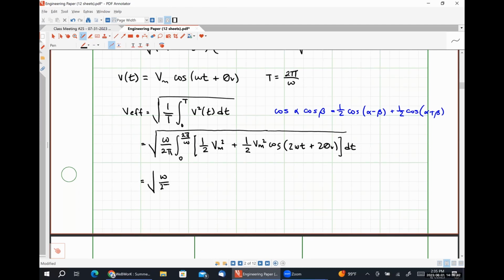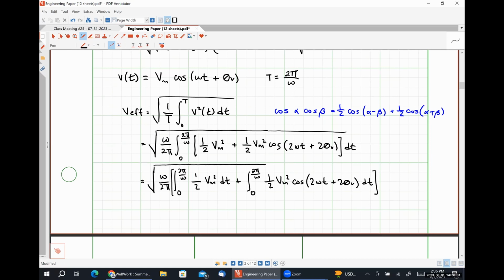So we're going to have omega over 2 pi times the integral, break this up, 0 to 2 pi over omega of 1/2 Vm squared dt plus the integral from 0 to 2 pi over omega of 1/2 Vm squared cosine twice omega t plus twice theta v dt, close brackets, extend this out. So let's look at this bit right here.